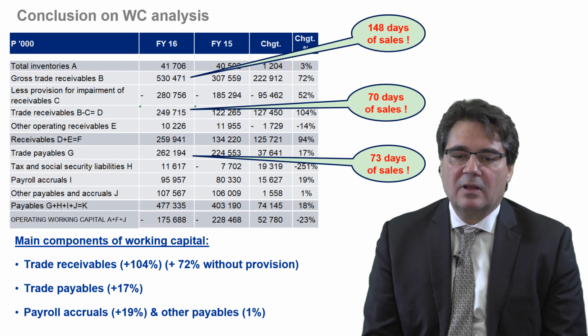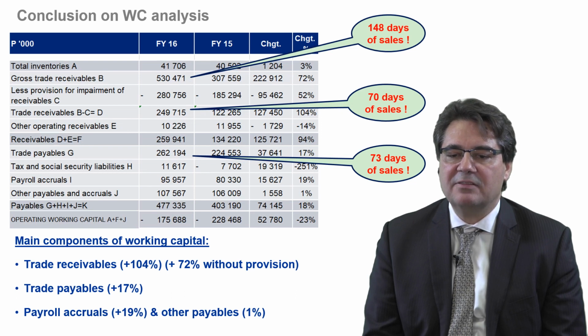Trade payables and payroll accruals recorded an increase slower than the sales growth, which impacted negatively the working capital turnover ratio.